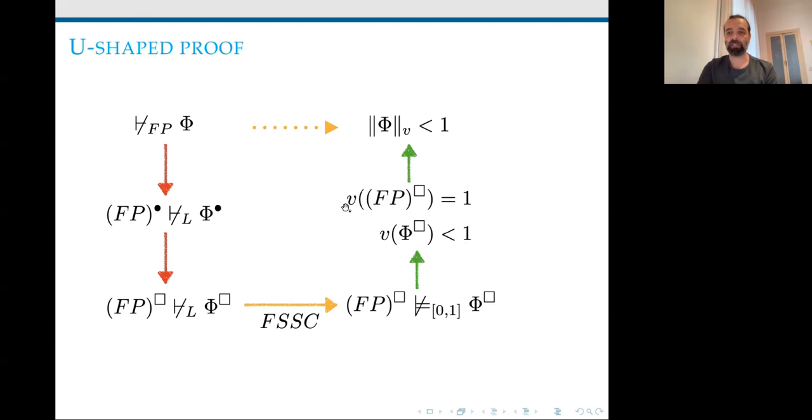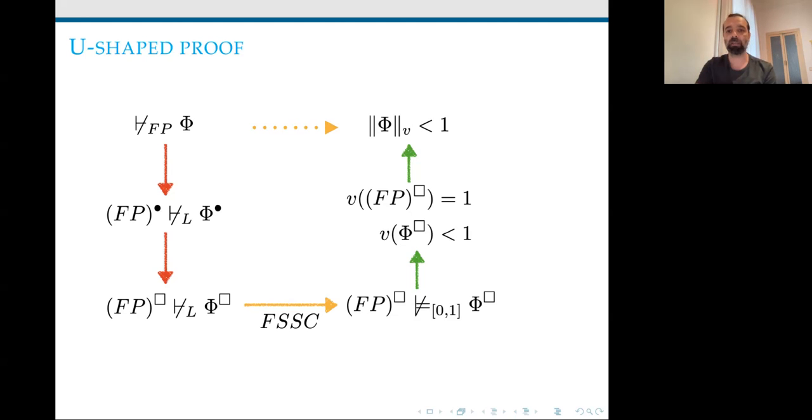Now, since V satisfies all the axioms of P, it is indeed a probability measure. It's not just a logical evaluation. Actually, it is a finitely additive probability measure. And this gives you, finally, the counter model of phi at the level of the logic FP. I used to call it the U-shaped proof because you start here, then you go down, you pass through the completeness theorem, and you go up to finding a probabilistic counter model of your formula.